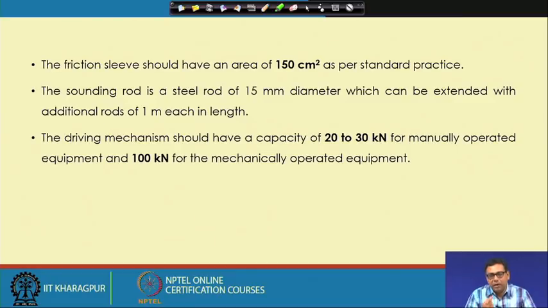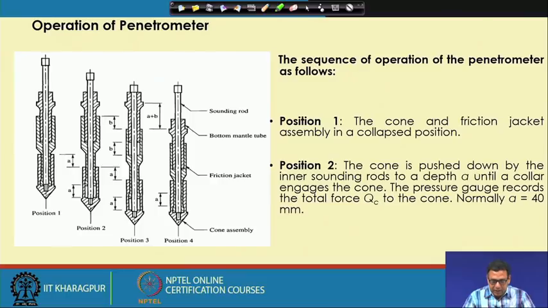By adding one after another, you can conduct the test for up to the required depth. Here the driving mechanisms would have a capacity of 20 to 30 kilonewton for manually operated equipment and 100 kilonewton for mechanically operated equipment. So, these are some informations.